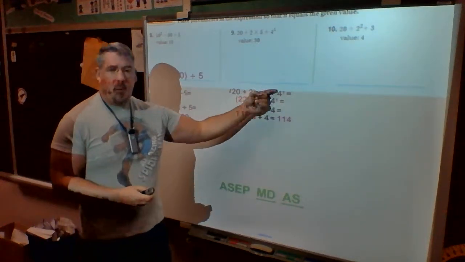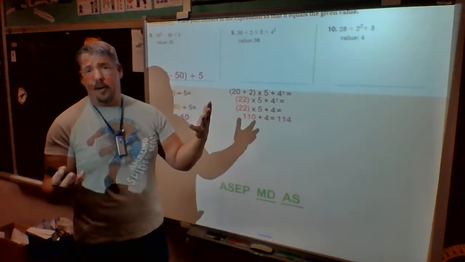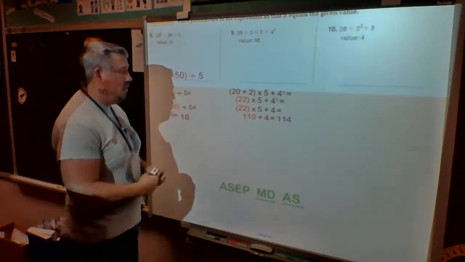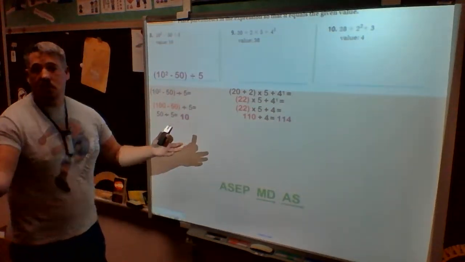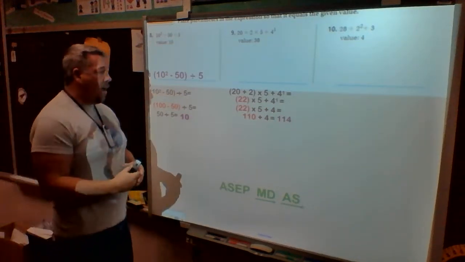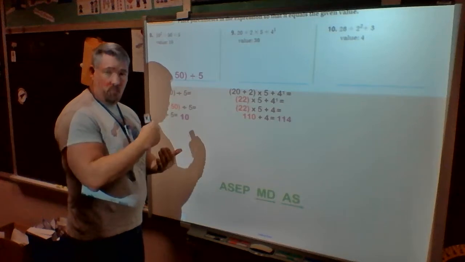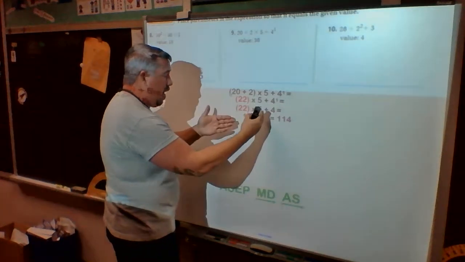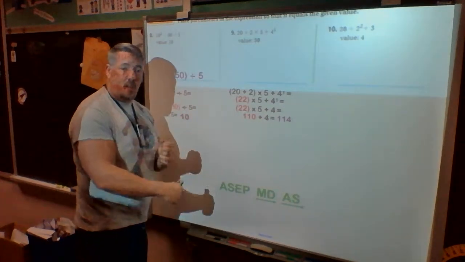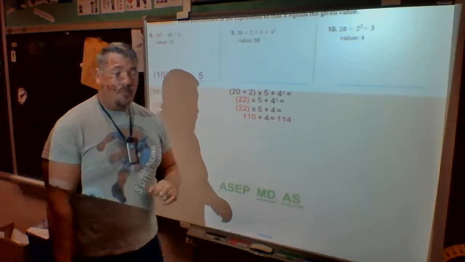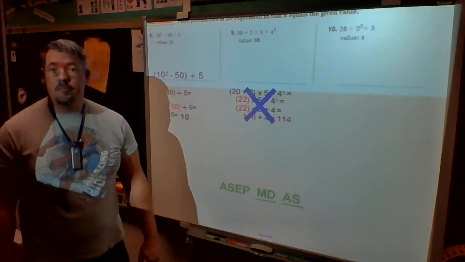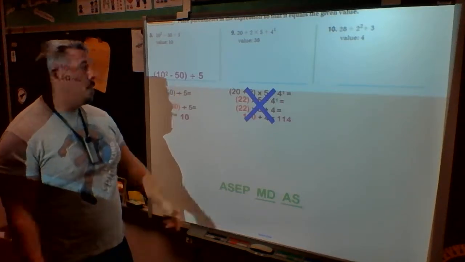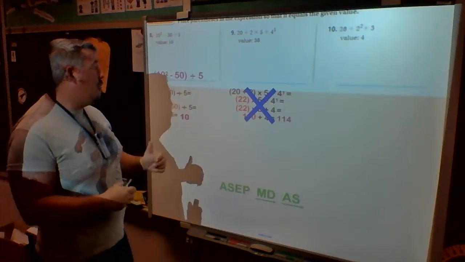Well, 4 to the first power is my exponent. Well, anything to the first power is just that number itself. So I kept my 22 times 5 plus 4, because it's just going to be 4. Then I have to do my multiplication and division from left to right. So 22 times 5, which gave me 110, plus 4, which is 114. That's not the right answer. Can't be it.